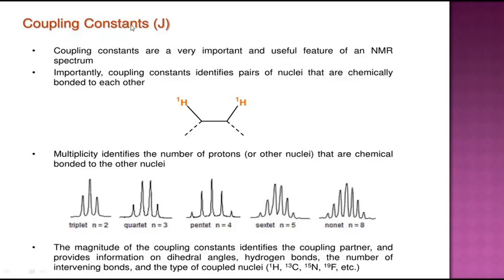It is due to the effect of coupling. All of them are called J coupling. It is due to the distance between the two nuclei that couple. That is called the coupling constant. These coupling constant values also give some information about the structure, which we can see in the next slide. The magnitude of the coupling constant identifies the coupling partner and provides information on the dihedral angle, and stereochemistry can be inferred using this.